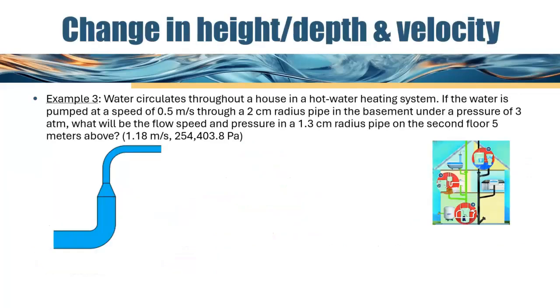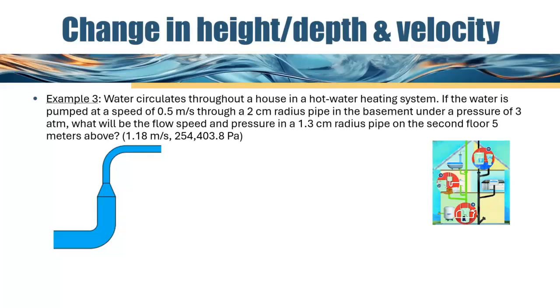Okay, our final example. Water circulates throughout a house in a hot water heating system. If the water is pumped at a speed of 0.5 meters per second through a 2 centimeter radius pipe in the basement, which is under a pressure of 3 atm, so 3 atmospheres, what will be the flow speed and pressure in a 1.3 centimeter radius pipe on the second floor, which is 5 meters above? So the pipes in our house aren't always the same radius, and so I have extracted that the pipe in the basement is fatter than the pipe on the second floor. So that's why I chose the picture that I have here on the left.